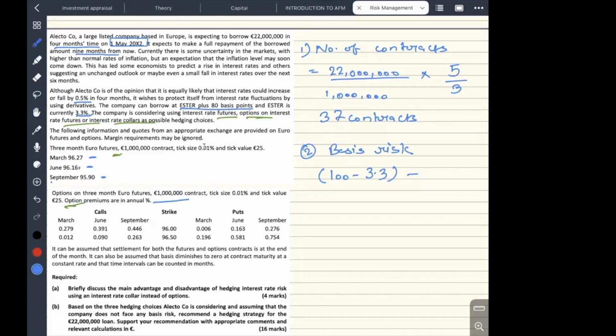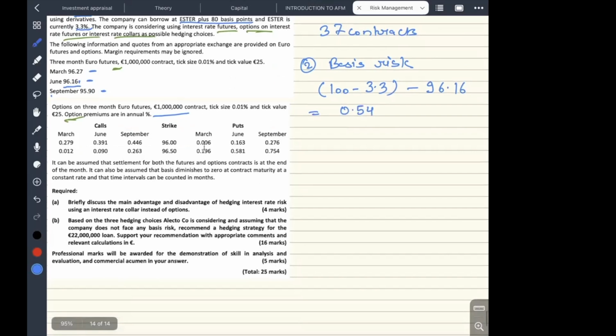So June future price is 96.16. So that will be equal to 96.7 minus 96.16. That will give me 0.54. Okay, step number 2 done. Let's go to step number 3. Unused basis.